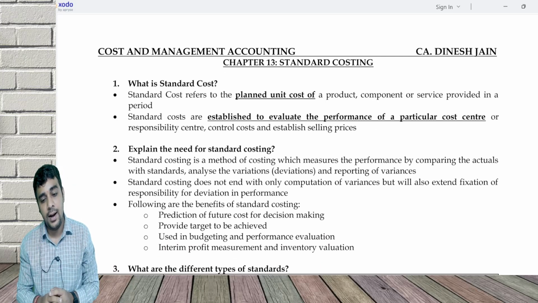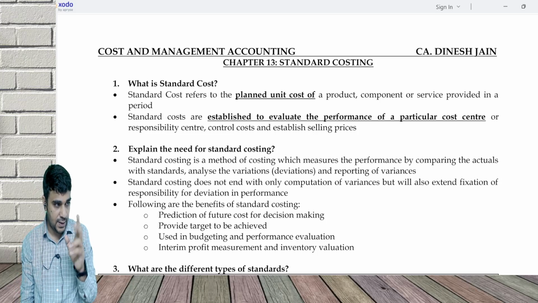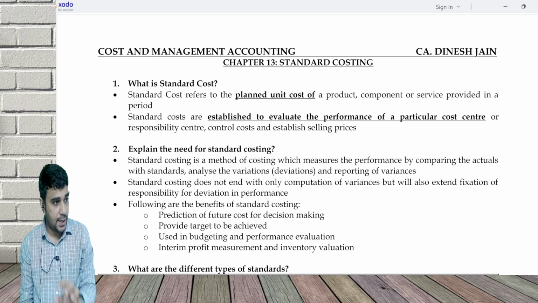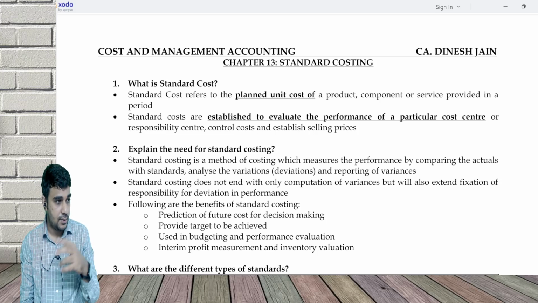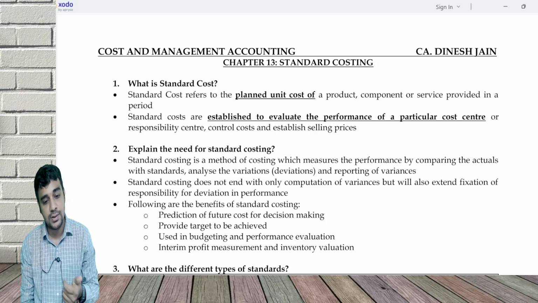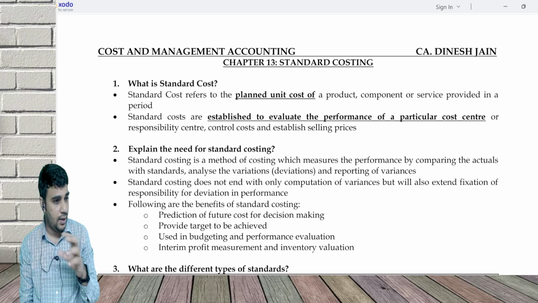What is standard cost? This is something we have already seen. There is a difference between standard cost and budgeted cost. Practically speaking, these two terms can be interchangeably used. You can use the term standard cost, you can use the term budgeted cost, you can use the term planned cost, you can use the term forecasted cost. So all these terms are interchangeably used.